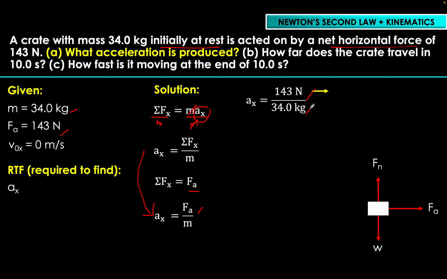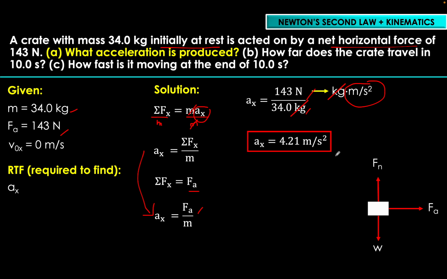Now, take note that a newton is equivalent to kilogram meters per second squared. So, newton is just a special name for the product of kilogram and meters per second squared. And then we can cancel kilograms now, as you can see there. So, the final unit for our final answer is meters per second squared. So the answer is 4.21 meters per second squared. If you do this in your calculator, the value is reasonable considering that the force is actually quite high.